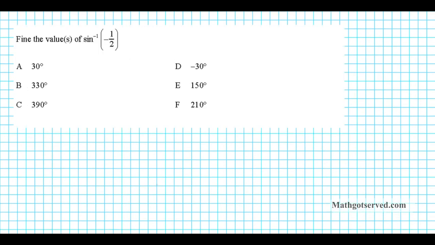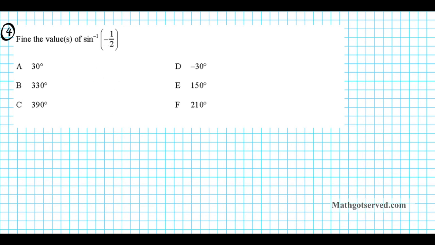Now let's take a look at question number 4. We are to find the values of the inverse sine of negative 1/2. And we have multiple answers here. There are different ways we can do this. If we have memorized our reference angles, we can use that. We can use a unit circle, or we can also make use of the calculator. So I'm going to use a calculator to show you how to figure out what this is.